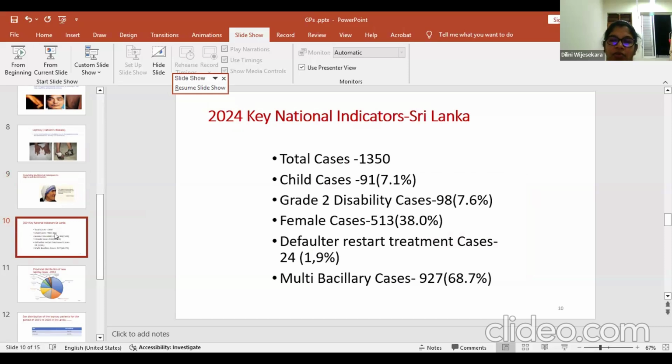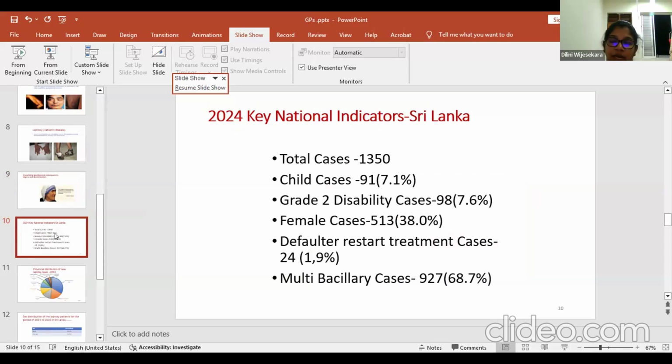So in 2024, we were able to identify 1,350 patients. Out of these 1,350 patients, 91 were below the age of 15 years. So leprosy can get anyone. As a percentage, it's something around 7.